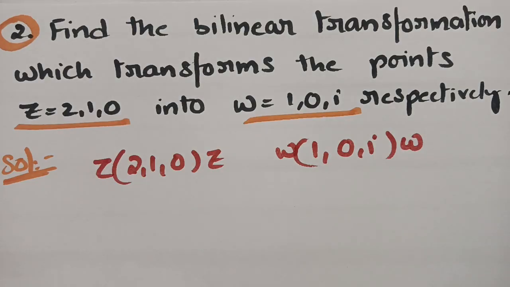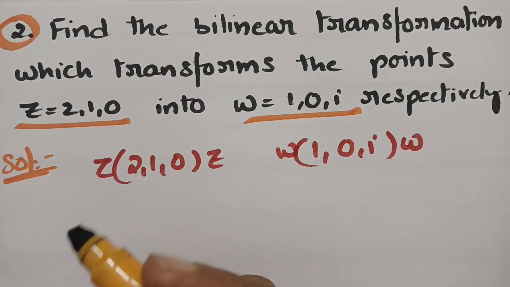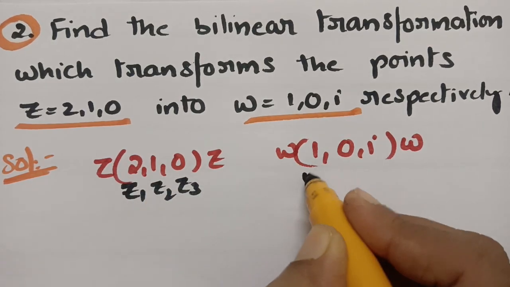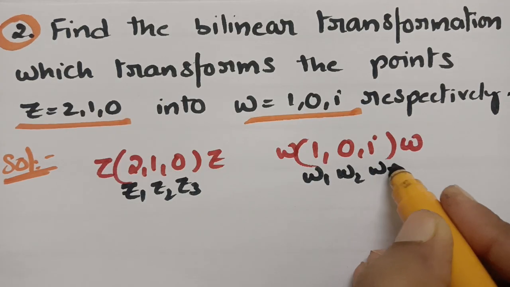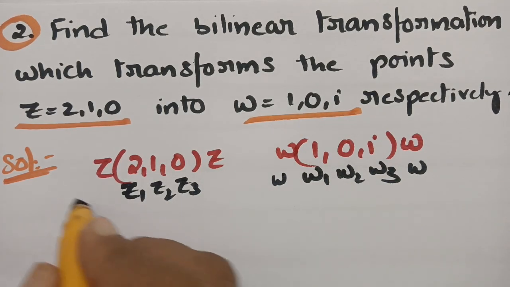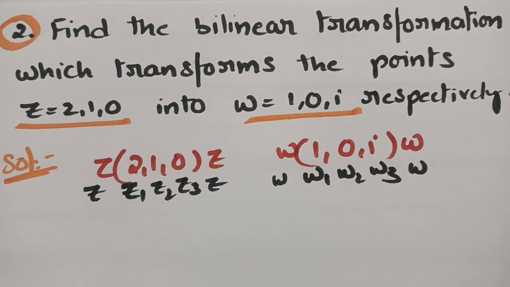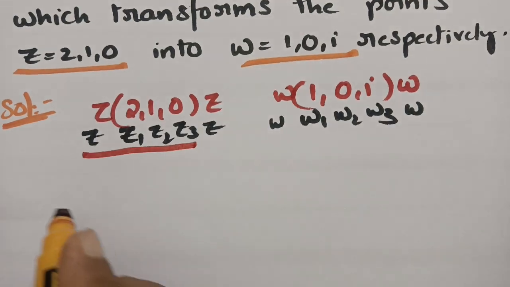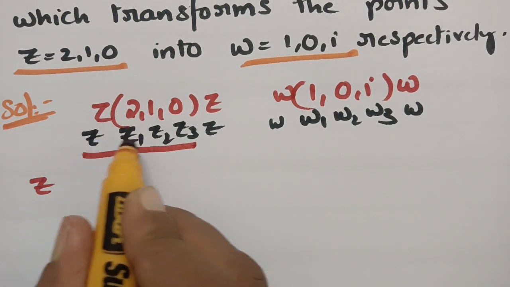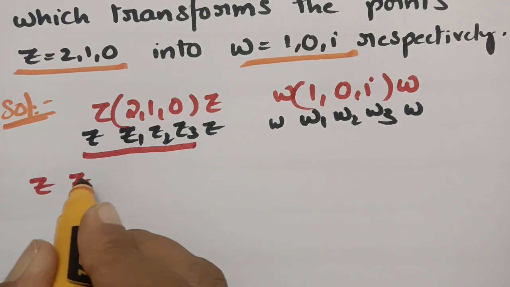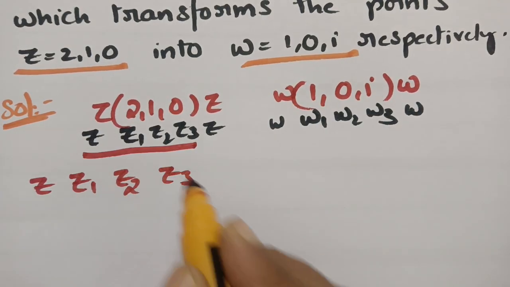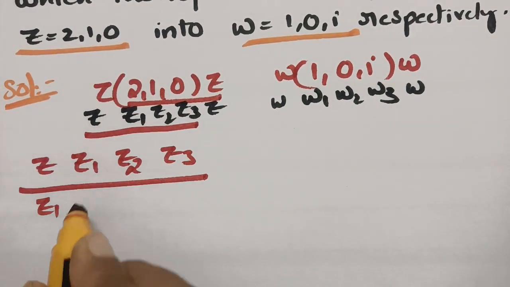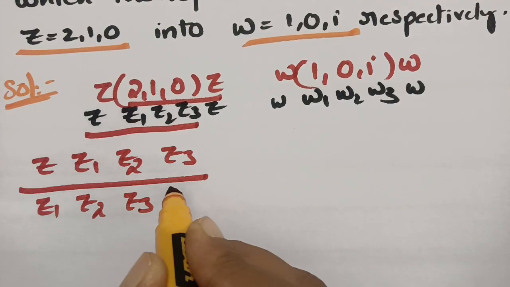I am taking w on either side, and as usual, first of all we have to consider these values as z1, z2 and z3, and this is w1, w2 and w3, and next we have to take z as z. Now how to remember this formula? First of all, we have to consider all 4 points here: z, z1, z2, z3, divided by, later we have to consider all the remaining 4 points from z1, that is z1, z2, z3 and z.